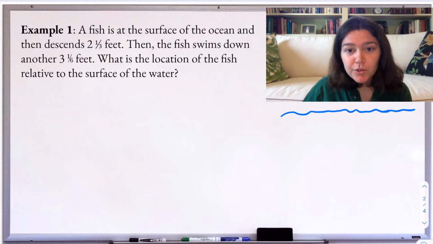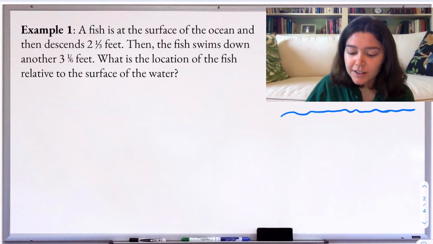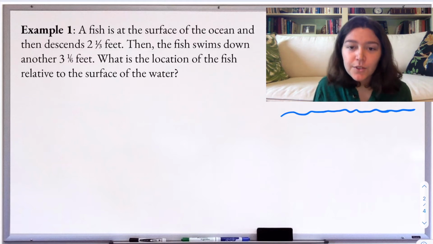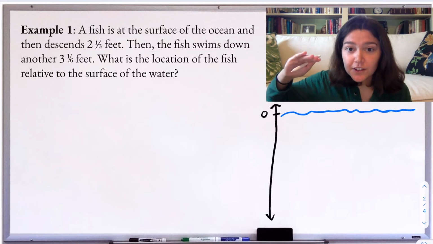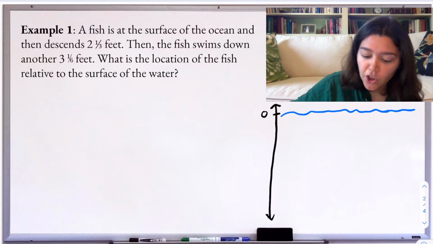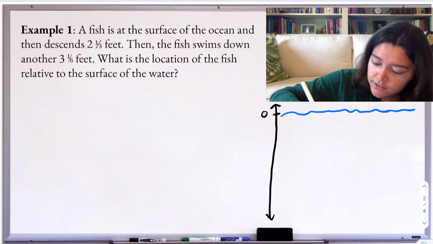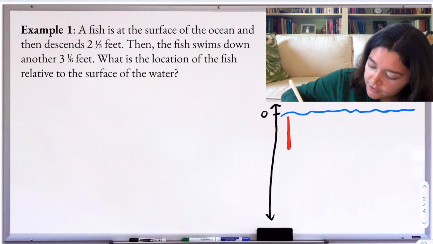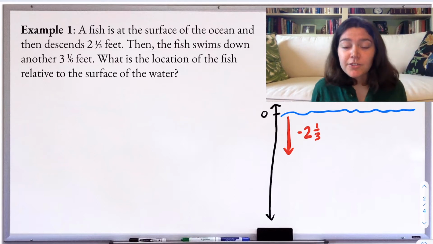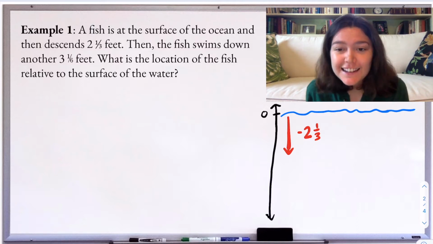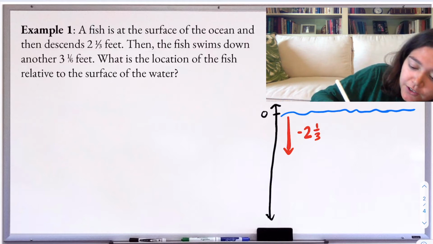Like we've done before when working with integers, we're going to consider the surface of the ocean, sea level, to be our 0. I have a fish that starts at the surface of the ocean and then descends down 2 1/3 feet. So we're going down 2 1/3 feet. Now, what rational number represents going down 2 1/3 feet? Well, I already said that. That's negative 2 1/3.